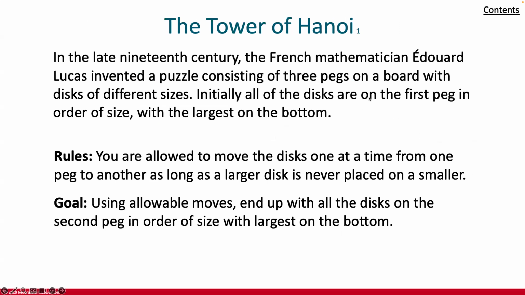Okay, let's talk about the Tower of Hanoi. In the late 19th century, the French mathematician Lucas invented a puzzle consisting of 3 pegs on a board with discs of different sizes. Initially, all the discs are on one of the pegs in order of size, with the largest at the bottom. We have some rules and we have some goals. We want to get all of them from the first peg to the third peg, and you are allowed to move the discs one at a time from one peg to another, as long as a larger disc is never placed on a smaller one.